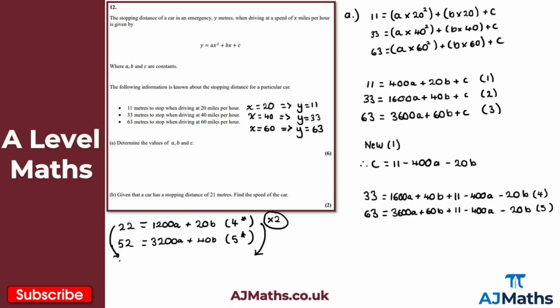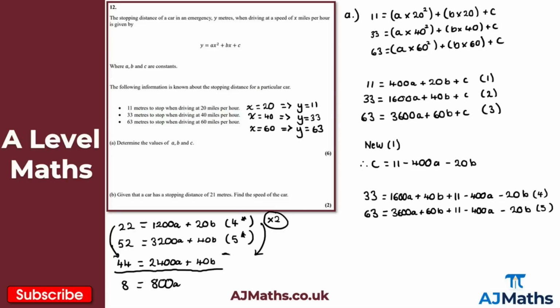Well, 22 times 2 is 44. We get 44 there. 1200A times 2, that's 2400A. And then we've got 20B times 2, that gives me 40B, and that's perfect. That's what we need, we need those coefficients to be matching. From here, we can solve these simultaneous equations like normal. So we're going to subtract to eliminate the B's. 52 minus 44, that would give me 8. I've then got 3200A minus 2400A, so that would give me 800A.